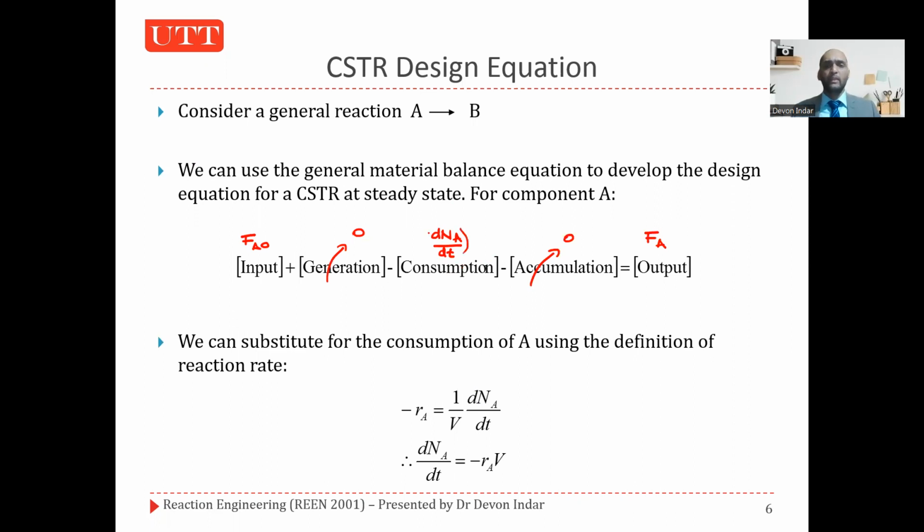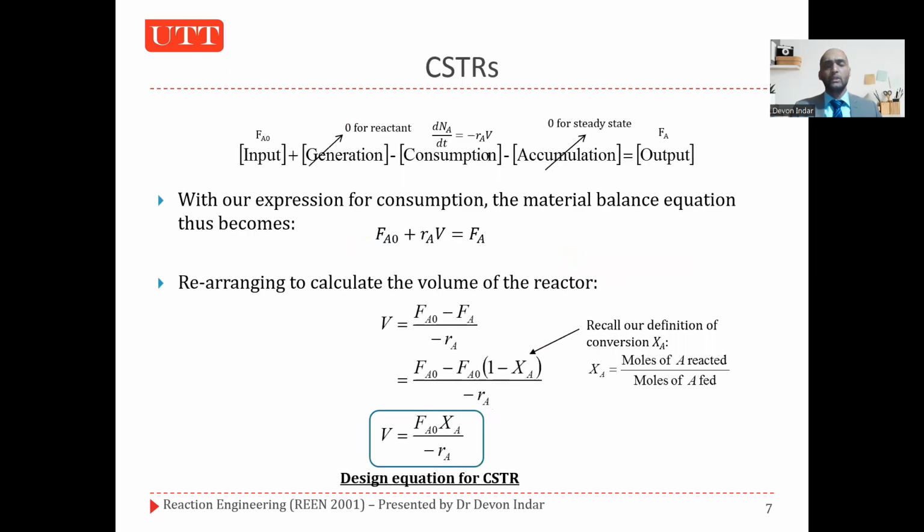Now, we can substitute for this here using our rate of reaction definition. Remember that we had this definition before, so all I need to do is rearrange it to make dNA on dt the subject of the formula. And you'll see that I have a minus sign here. The minus sign is there because A is a reagent, so it is being consumed. Okay, so I've rewritten the material balance equation at the top of the page, and we can rearrange this into the form you see here.